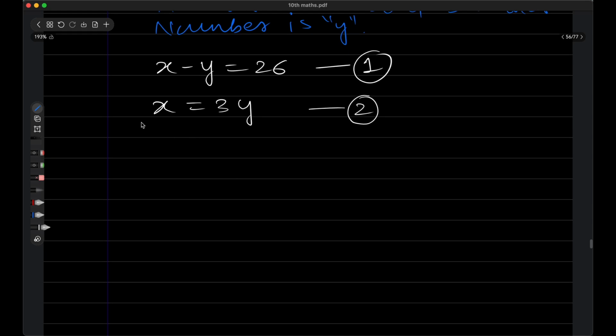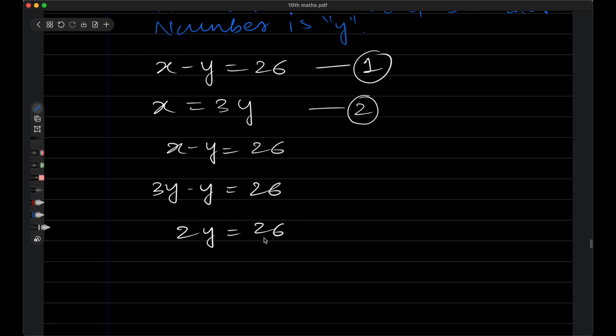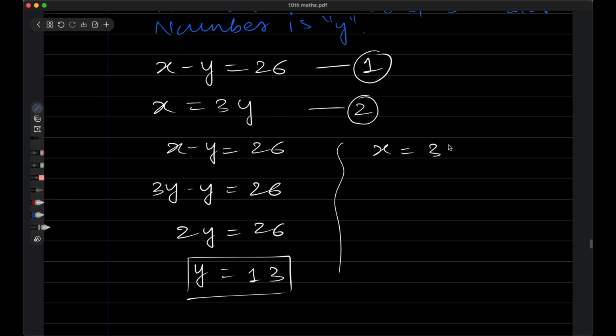Now let us put value of x in the equation 1. x minus y equals to 26. x equals to 3y, so 3y minus y equals to 26. 2y equals to 26. We have y equals to 26 by 2 equals to 13. We got the value of y. Now put the value of y in any one of the equation to get the value of x. x equals to 3 into y. y is 13. So we'll get x equals to 39.